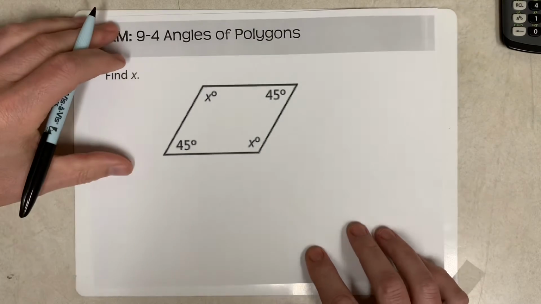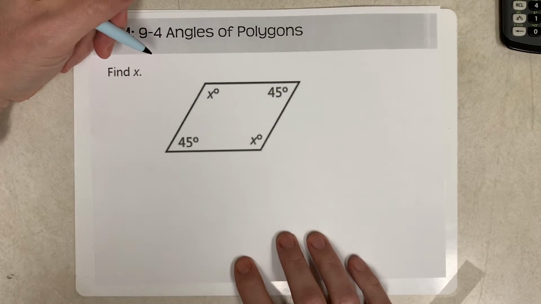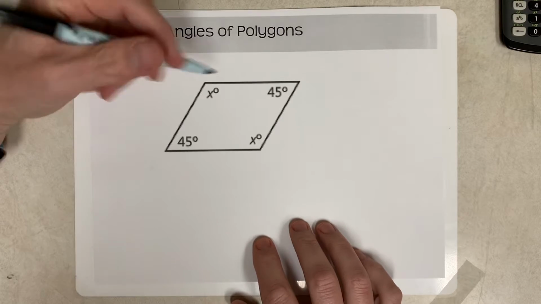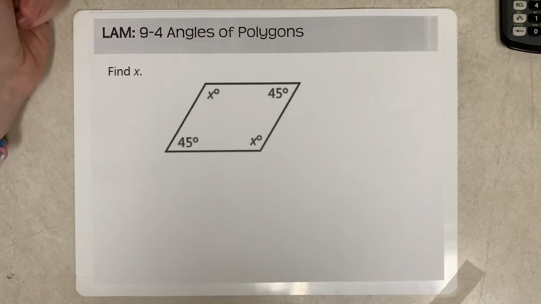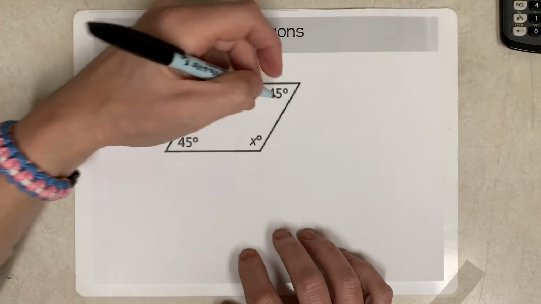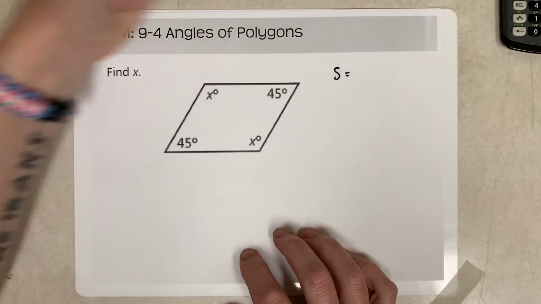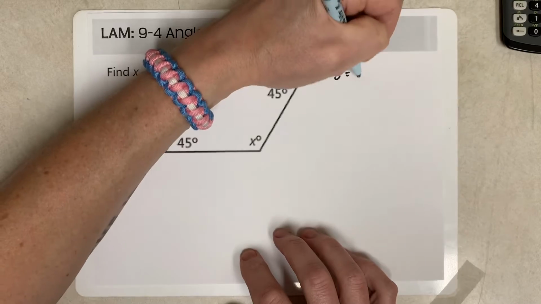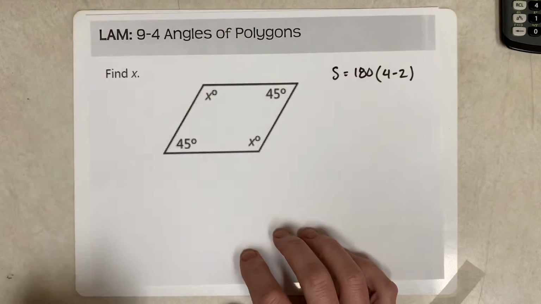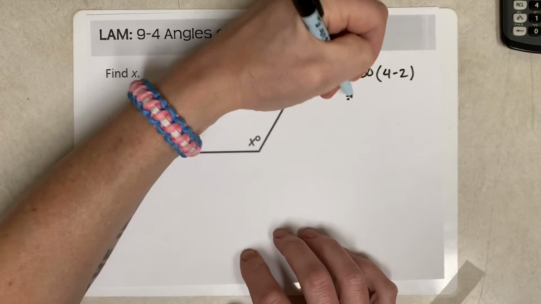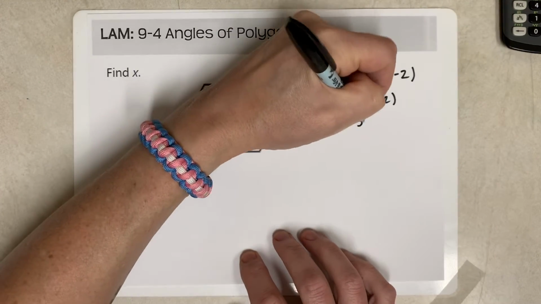Here we have a polygon with 4 sides, and we will call that a quadrilateral. It has 4 sides, and we know that this angle is 45, this one's 45, this one's x, and this one's x, and we want to figure out what x is. We need to first figure out what to add all these up and set it equal to. So the first thing you need to do is figure out what the sum is. The sum of all these angles is 180 times (4 minus 2). 4 sides minus 2 equals 2, so 180 times 2 gives us 360.